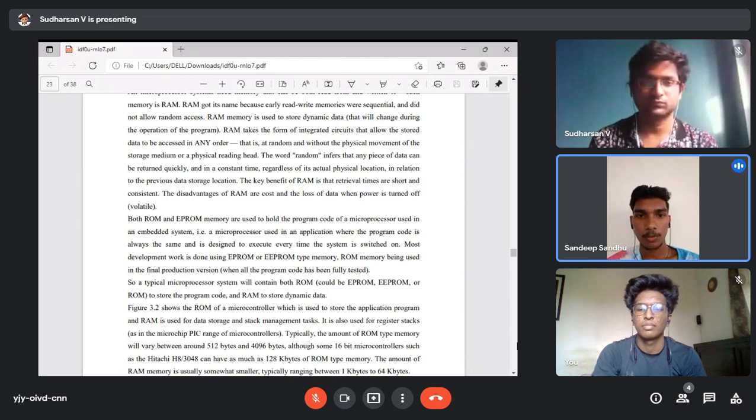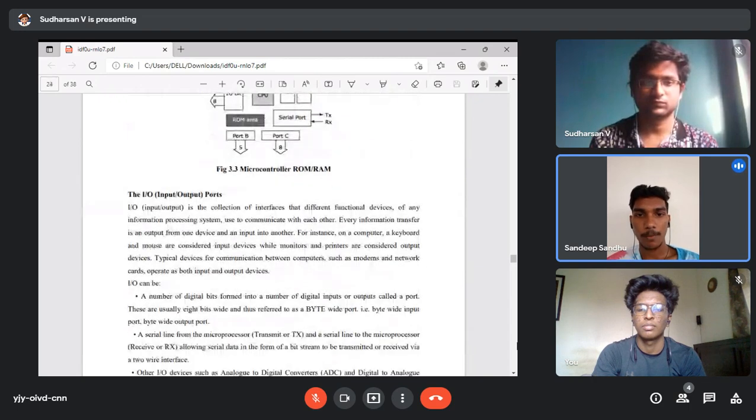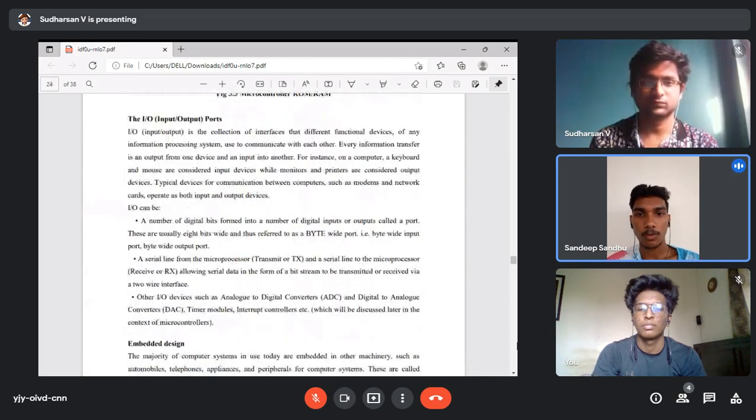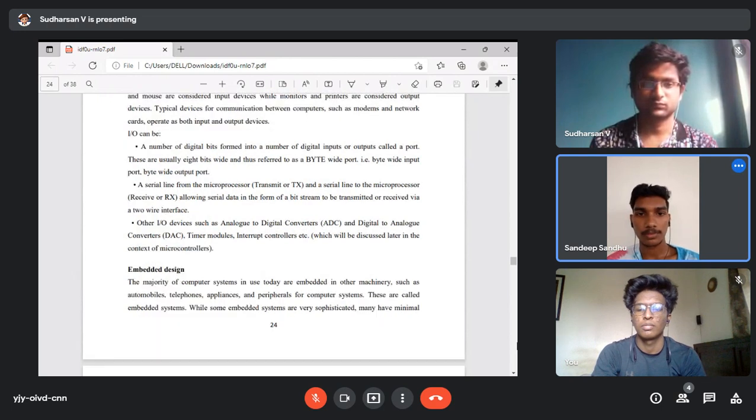The input output ports. A number of digital bits formed into a number of digital inputs or outputs is called a port. These are usually 8 bits wide and thus referred to as a byte wide port, for example a byte wide output port.